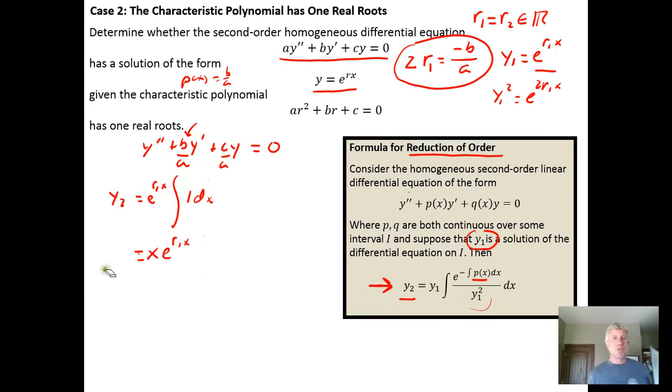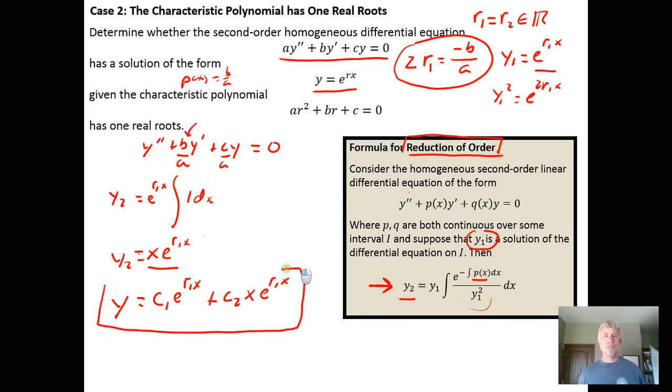Now we have two linearly independent solutions. We have y sub 1 equals e to the r sub 1x, and we have y sub 2 equals x e to the r sub 1x as a second solution using our reduction of order work from the previous homework assignment. Our general solution, remember, is just to put your two linearly independent solutions together with constants. So we get c sub 1 e to the r sub 1x plus c sub 2 times our second solution, x e to the r sub 1x. This is the general solution always when we get a repeated root.